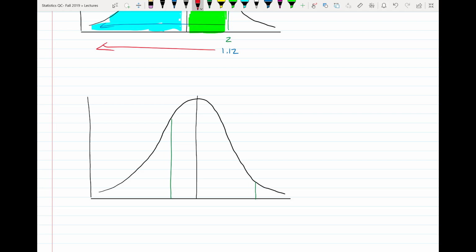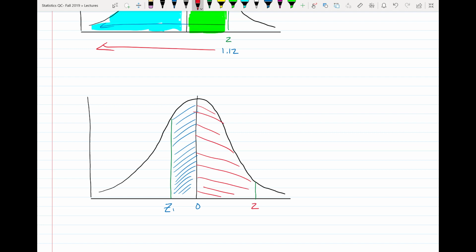This is simply going to be the probability of getting a score between 0 and this lower z value plus the probability of getting a score between 0 and this higher value of z2. We would simply add this probability, whatever it is, to this probability over here.